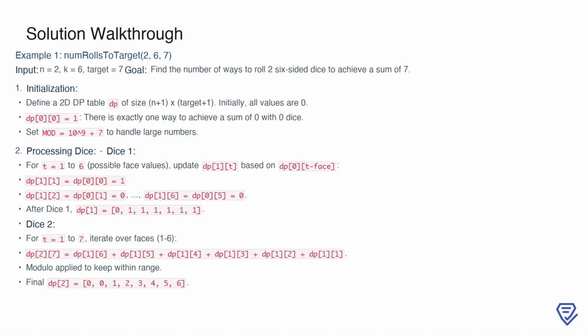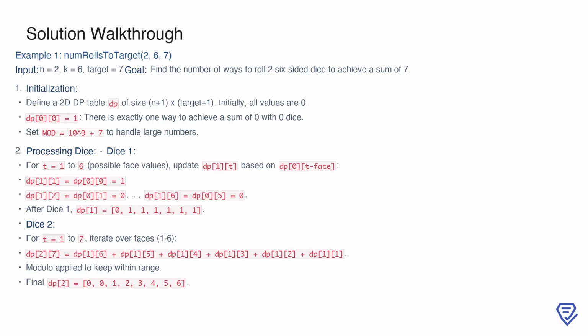Next, we process the dice one by one. For the first die, we iterate through possible face values, from 1 to 6, and update the table based on the previous row. For example, dp[1][1] equals dp[0][0] equals 1, and for other targets like dp[1][2] or dp[1][6], the values remain 0 because no previous configuration allows those sums.